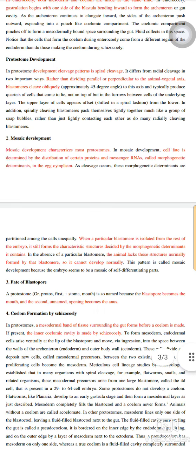Then for the mosaic development, in deuterostome we have regulative cleavage of the cytoplasm, while in the protostome we have mosaic development.